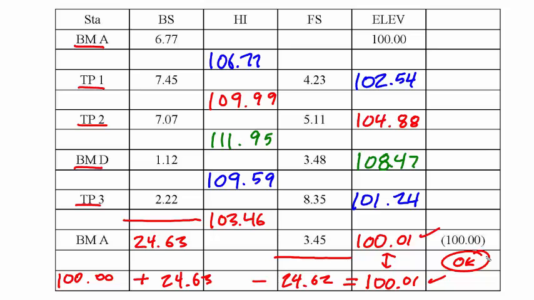However, if they did not agree, then we would investigate for math errors. If we don't have any math errors present and we have some disagreement here, that indicates that we have some rod reading error.